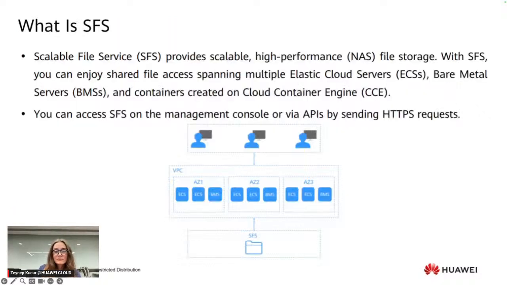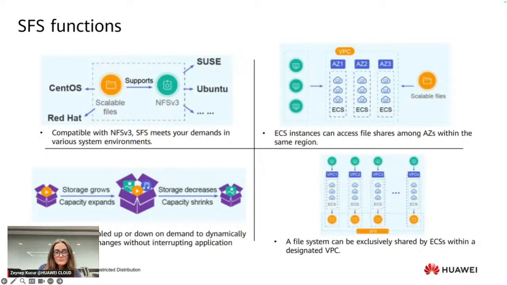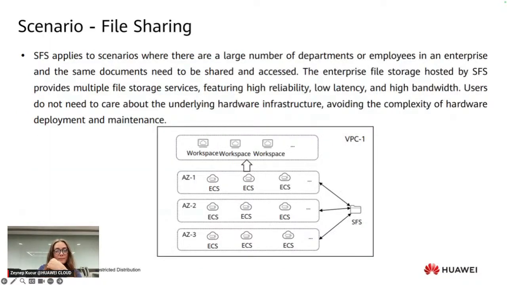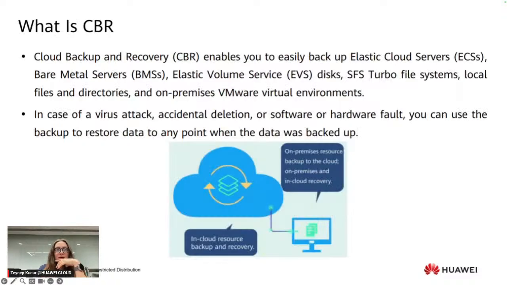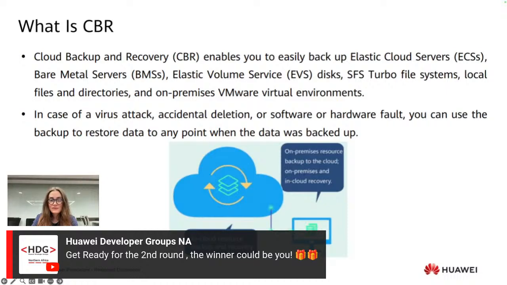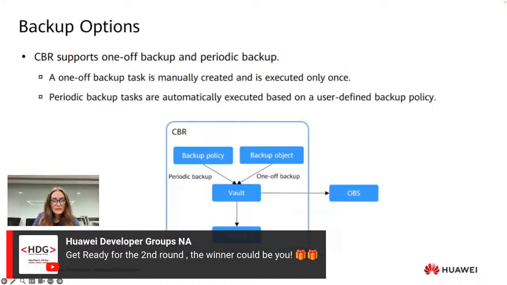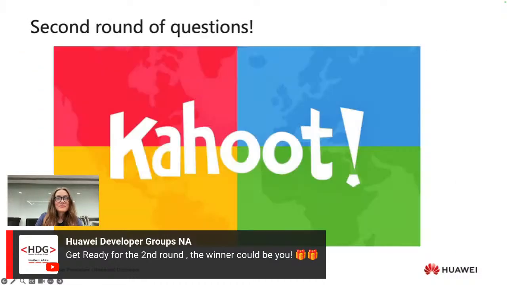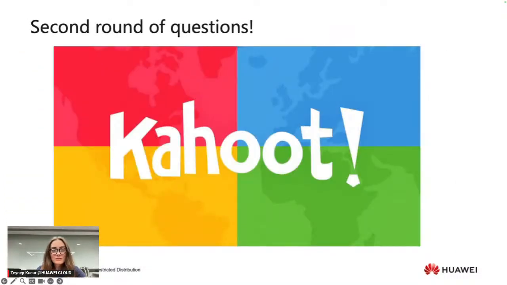And for scalable file service, we have SFS. And for CBR, I said that CBR is our cloud backup and recovery service. And I said that it enables you to back up ECSs, BMSs, EVS disks, and SFS turbo file systems. And we have two backup options, one-off backup and periodic backup. So let's continue with our second round of questions.